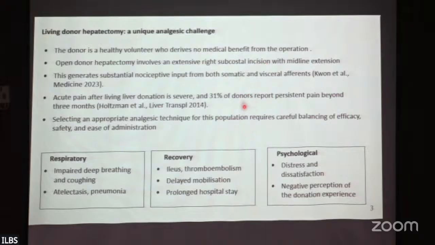Poorly controlled pain can result in various complications in the donor, including respiratory complications, which include impaired deep breathing and coughing, leading to atelectasis and pneumonia due to inability to clear the secretions. It can also affect the donor's recovery by causing ileus, chances of venous stasis and thromboembolism, delayed mobilization, thereby prolonging the hospital stay. It can also affect the donor psychologically by causing distress and dissatisfaction and an overall negative perception about the donor experience.